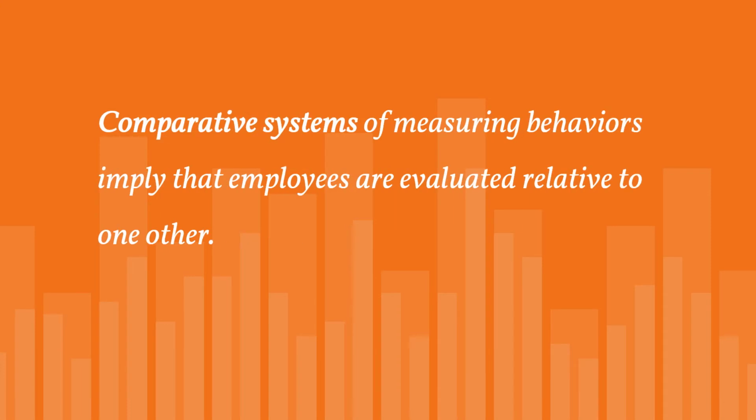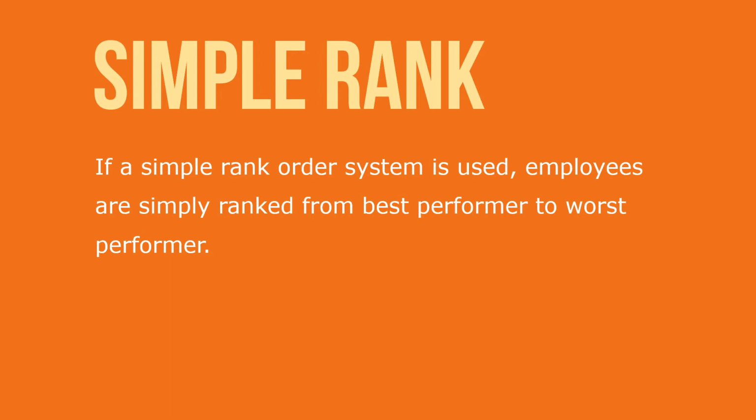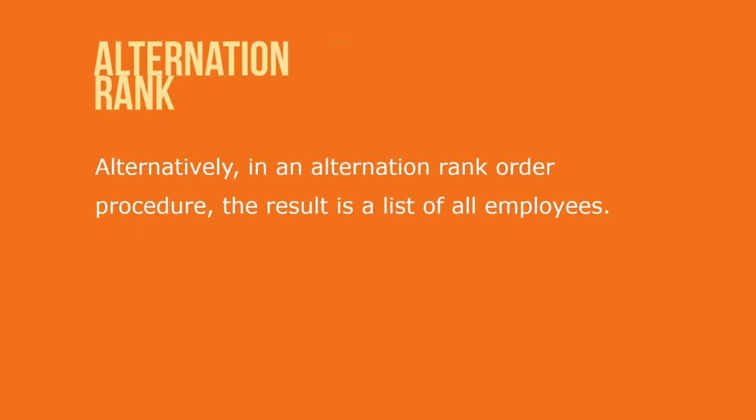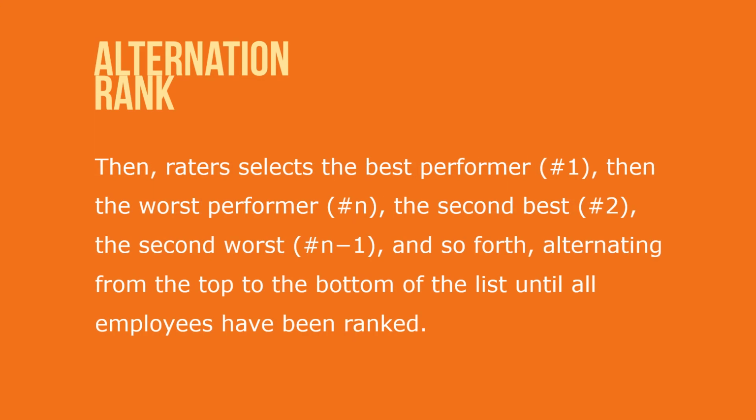Comparative systems of measuring behaviors imply that employees are evaluated relative to one another. If a simple rank order system is used, employees are simply ranked from best performer to worst performer. Alternatively, in an alternation rank order procedure, the starting point is a list of all employees. Then, raters select the best performer, number 1, and then the worst performer, number n, and the second best, number 2, the second worst, number n minus 1, and so forth, alternating from the top to the bottom of the list until all employees have been ranked.